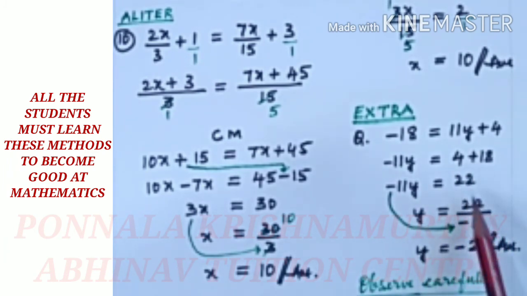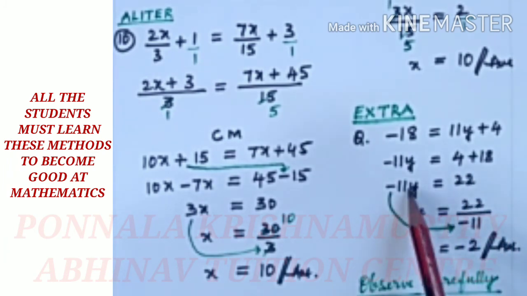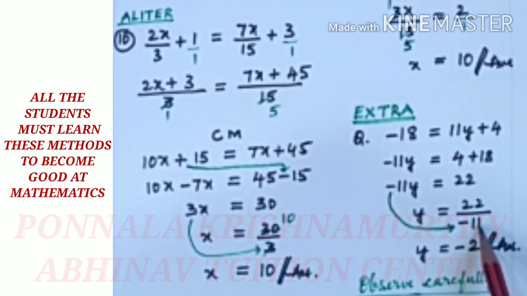y is equal to 22 by, since we have into here, by minus 11. Here observe carefully, this minus does not become plus. This minus remains minus. Observe carefully. Now y is equal to 22 by minus 11. Now cancel, y equal to minus 2. Answer.